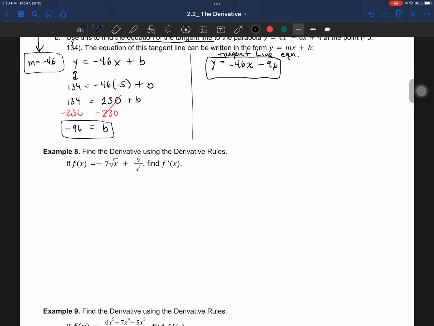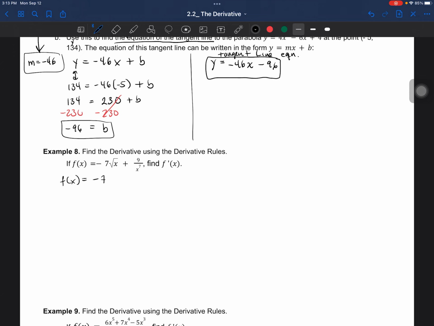All right, so let's try example number 8. In this example, we're going to find the derivative using basic derivative rules. So this one doesn't seem so normal at first, but we have to do some modifications, some manipulations using algebra to be able to use some of the rules. So let's begin by writing the function.